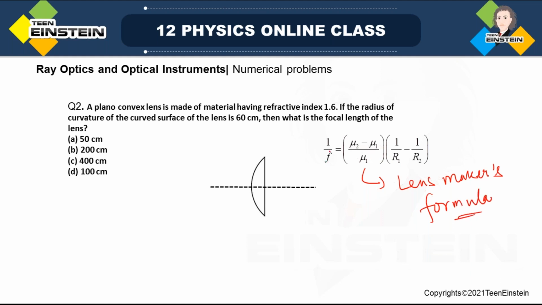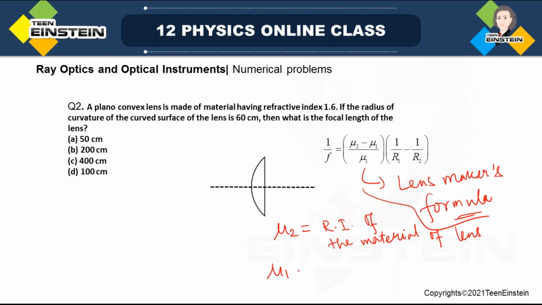So this lens maker's formula you have to remember: 1 by f equals (mu2 minus mu1) divided by mu1, whole into (1 by R1 minus 1 by R2). I'll just explain what this equation is. See, mu2 is always the refractive index of the material of the lens. And what is mu1? Mu1 is the medium in which the lens is kept.